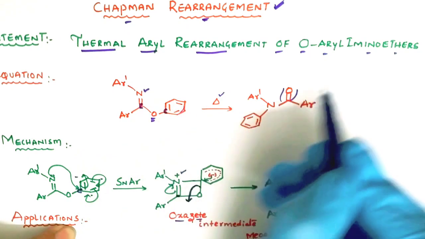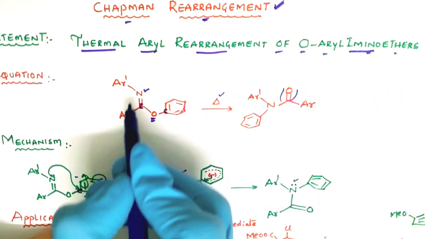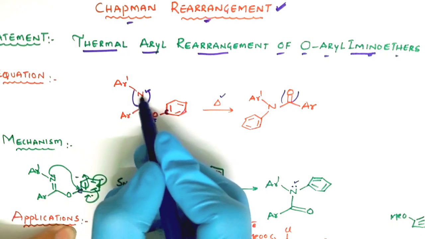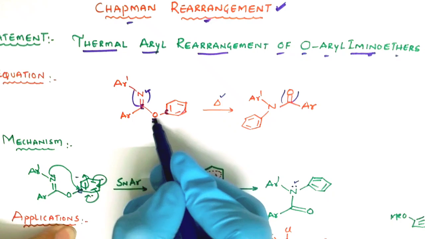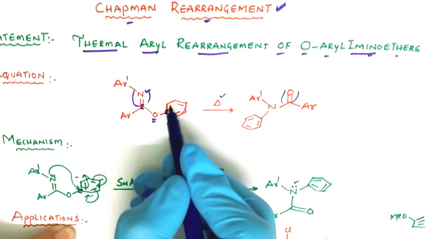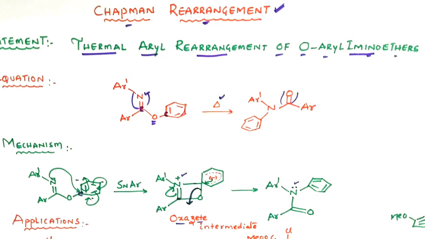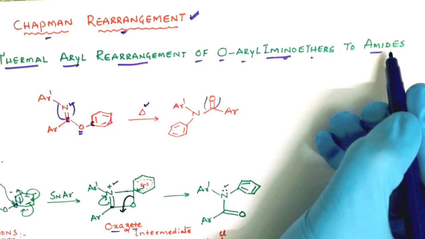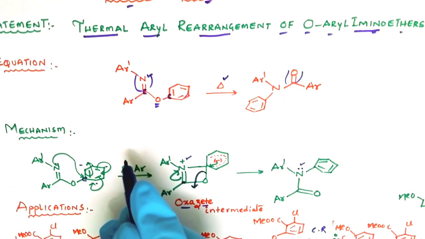The next one is what? Imino. See this one. C double bond N is the imine group or not? The imine group is connected to oxygen. That's why this is an O-aryl iminoether. This is subjected to thermal conditions to produce the corresponding amides. The products are amides.